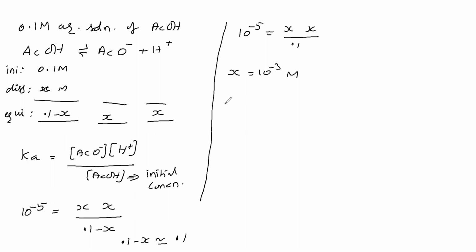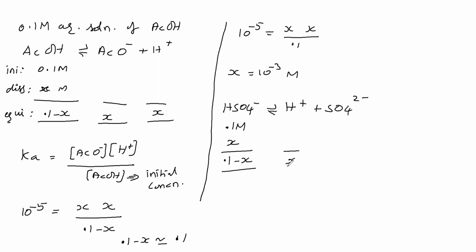Suppose I am taking HSO4 minus gives H plus and SO4 2 minus. Like this, I will take the equilibrium. Initial concentration of bisulfate I will take as 0.1 molar. It is dissociating x molar, so how much remains? 0.1 minus x at equilibrium. H plus produced is x molar, sulfate produced is x molar.